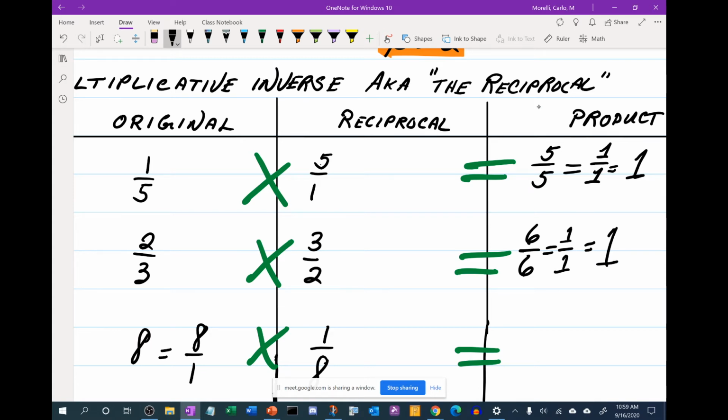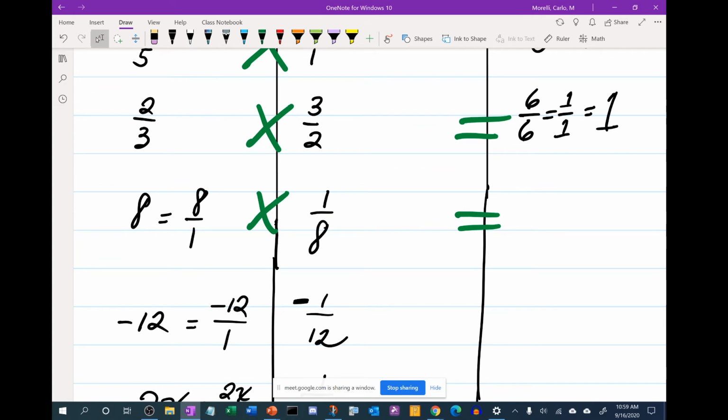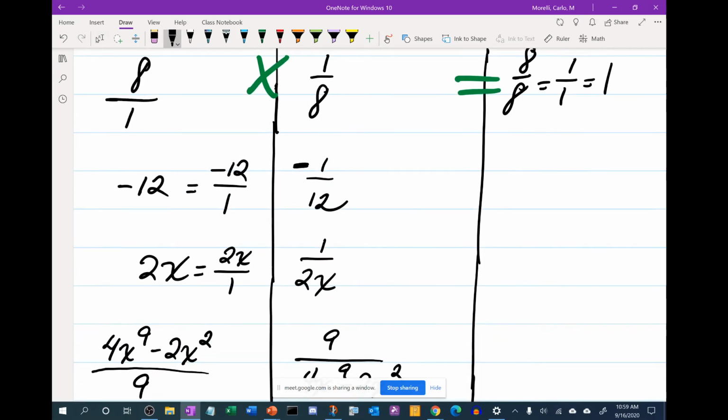Nice. How about, I make it hard? 8 times 1 over 8. So we remember we just put a line and a 1, so now it's 8 over 8 equals 1. So remember, if you have a whole number, just put a line and a 1 so it looks like a fraction. It will keep your head clear. Like here, okay?